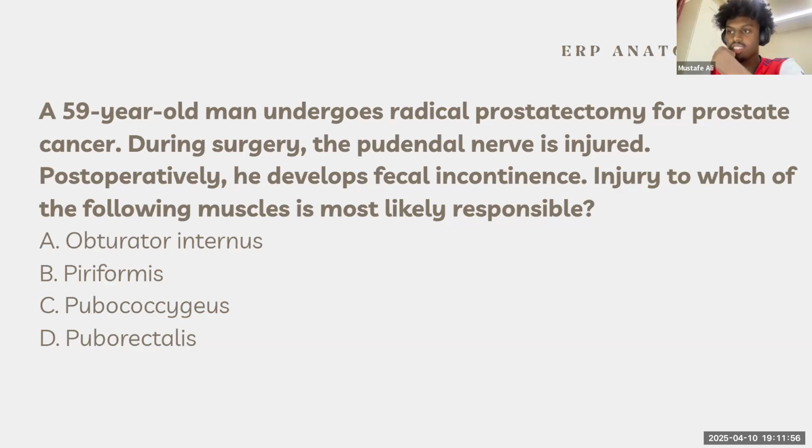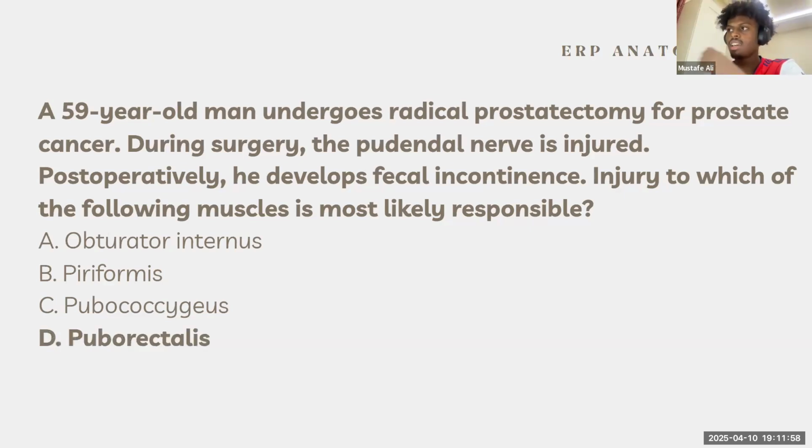So the answer is D, the puborectalis. Now, this question has two different parts. The pudendal nerve is injured. That is the first part of the question. So immediately we can cancel out any of the choices that are not innervated by the pudendal nerve. In this case, the obturator internus and the piriformis are not innervated by the pudendal nerve, so we can immediately cancel them out. The pubococcygeus and the puborectalis are innervated by the pudendal nerve.